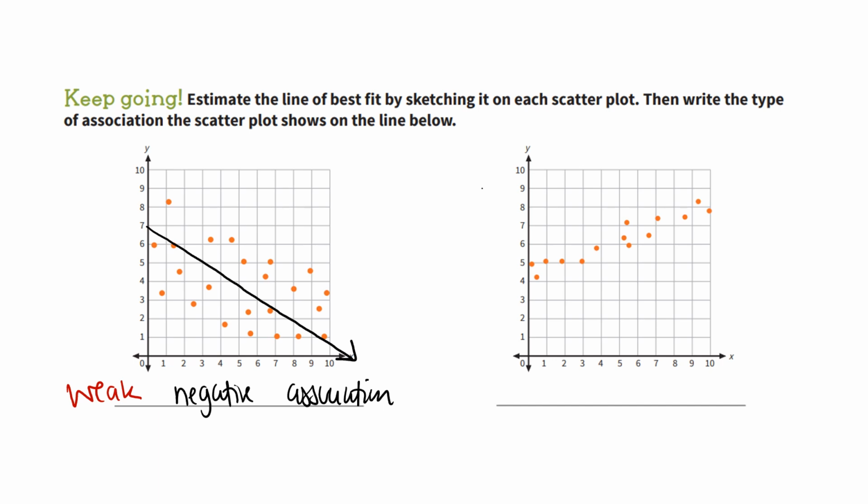For the next pattern, our line running through the middle is going in an upward direction, making it a positive association. Because the points are very close together on that line, we would call it a strong positive association.